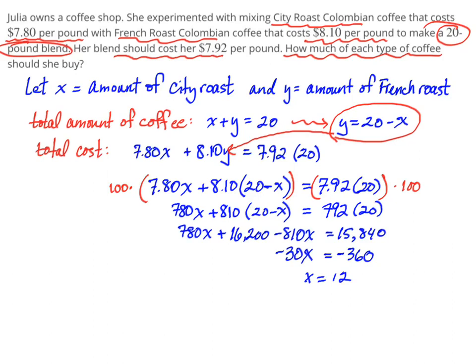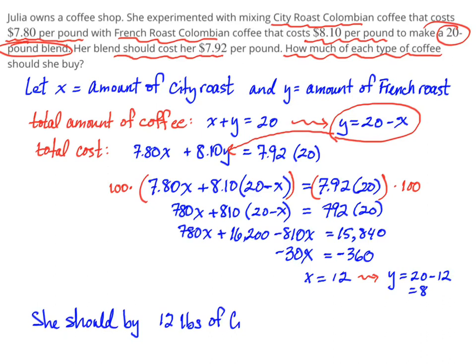And so now I need to figure out what the other variable is. So I go back to that equation, y equals 20 minus x, and I get y equals 20 minus 12, or y equals 8. And then we have to answer the question. So remember, x was the amount of city roast, so that means she's going to use 12 pounds of city roast. And then y was the French, so she's going to use 8 pounds of French.